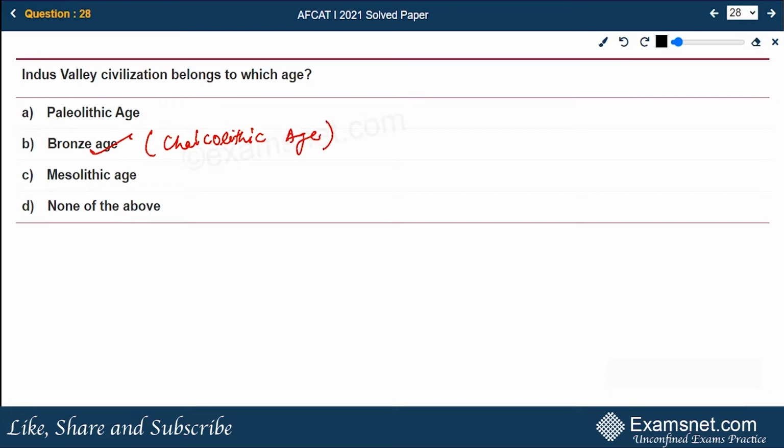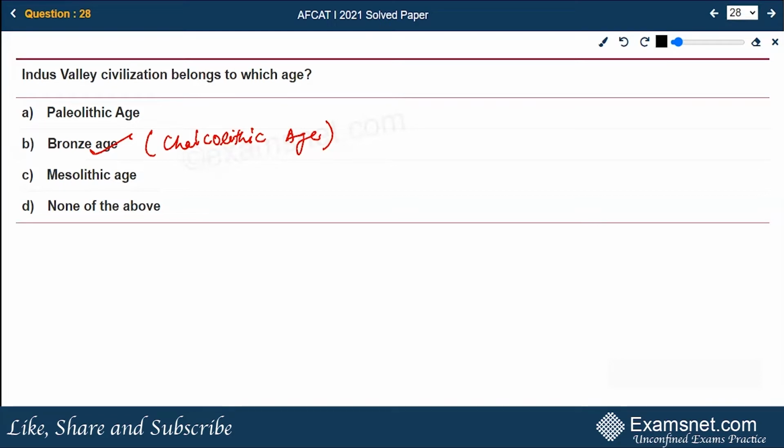The known extent of this civilization in the west is up to Sutkagendor in Balochistan, Alamgirpur, Uttar Pradesh in the east, Daimabad, Maharashtra in the south, and Manda, Jammu Kashmir in the north. It is also called Harappan civilization because the site was first discovered through excavation in 1921 under the supervision of Daya Ram Sahni.